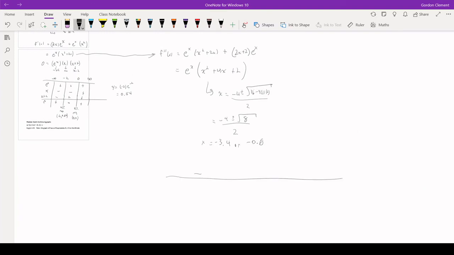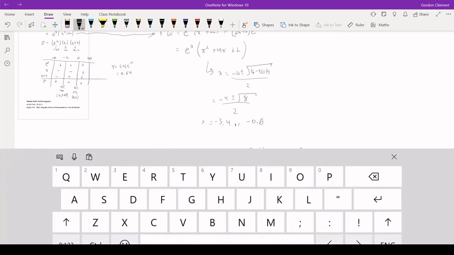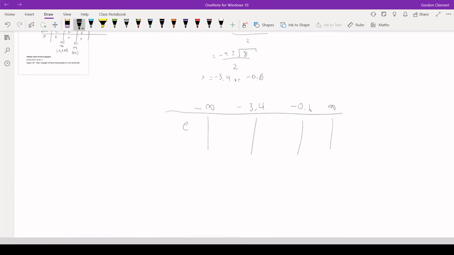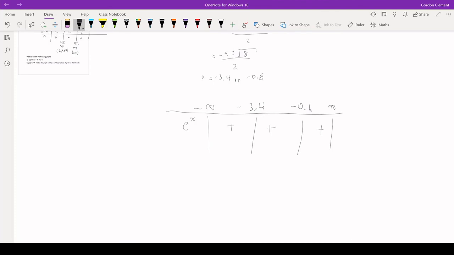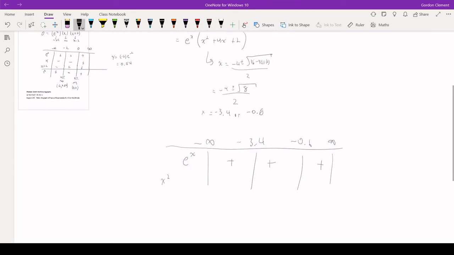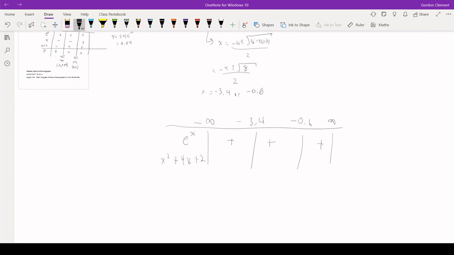So we can make a factor table with those two things. Our second derivative had that e to the x out front, which is always positive. Again, this quadratic does not factor, so I'm not going to pretend it does. I'll write it all as one thing. And then I know since it opens up, it's negative between its x-intercepts. So our second derivative is positive, then negative, then positive. So we get concave up, then down, then up. It switches twice, so these are both POIs.